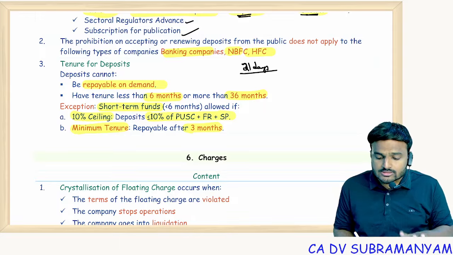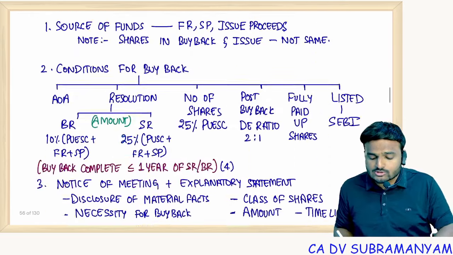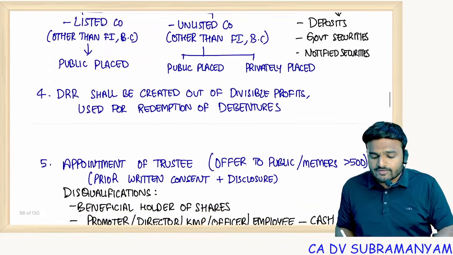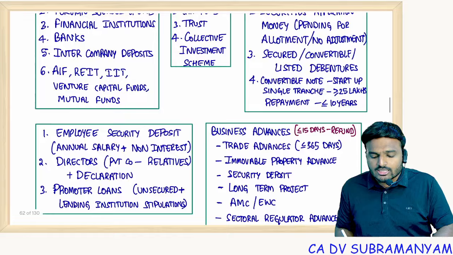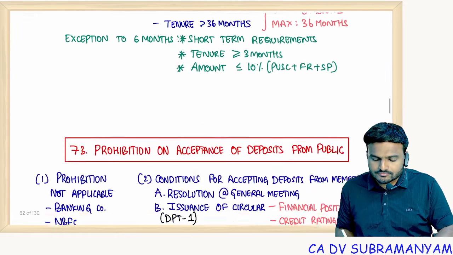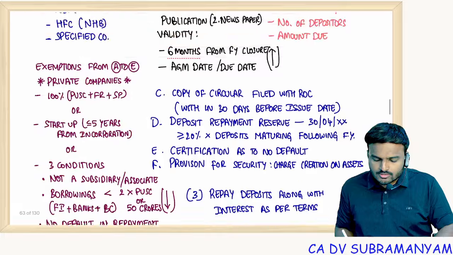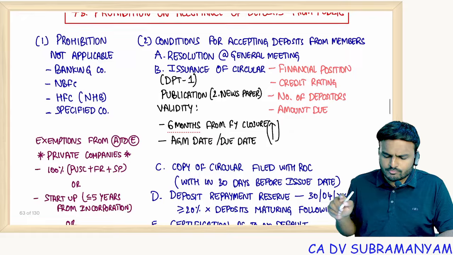Listen, it is not treated as a marketable security. Deposit is not a marketable security. There is a difference between deposit and debenture. Debenture is a tradable security, whereas deposit is not a tradable security. Getting my point?